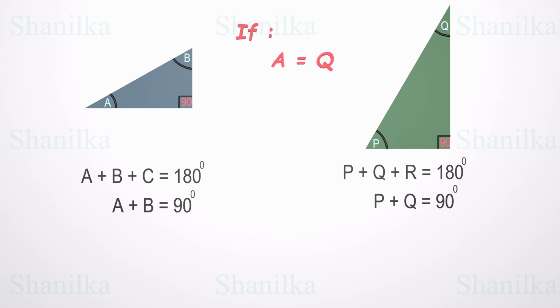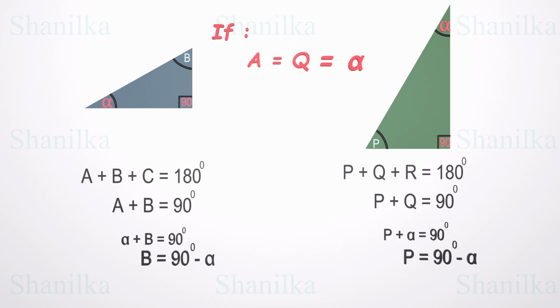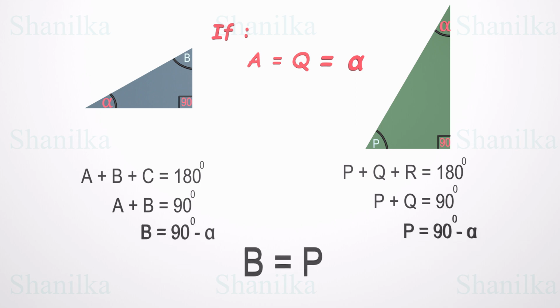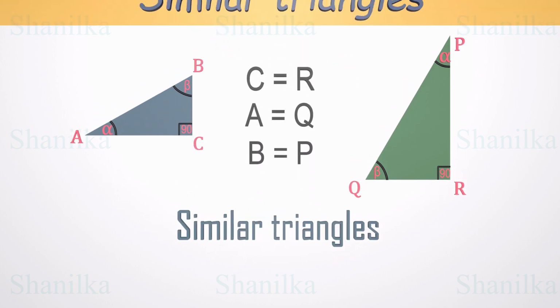Now assume the angles A and Q are equal. Let's say those are equal to alpha degrees. Then both B and P are equal to 90 minus alpha. Let's say it's equivalent to beta degrees. Now we can see in both triangles, the corresponding angles are equal to each other, so those are similar triangles.